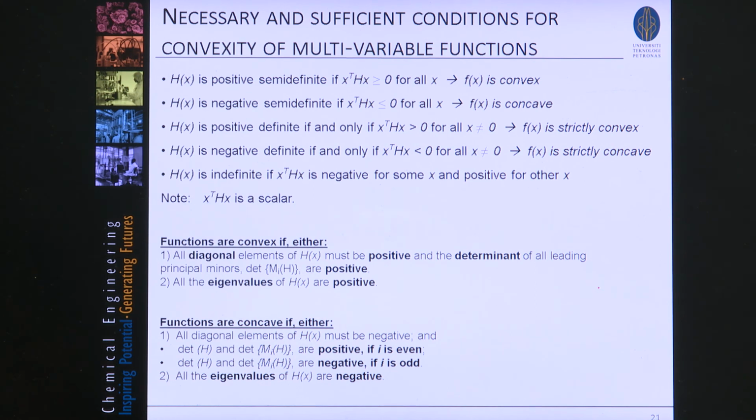The necessary and sufficient conditions for a multivariable function are more or less the same as in the single variable case. If the diagonal elements of the second derivative, which in this case is the Hessian matrix, are all positive, then f(x) is convex, and if they are negative, it is concave. If it's neither of these two, we cannot say that this function is either convex or concave.